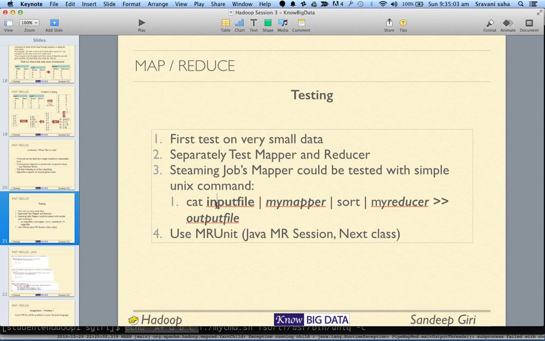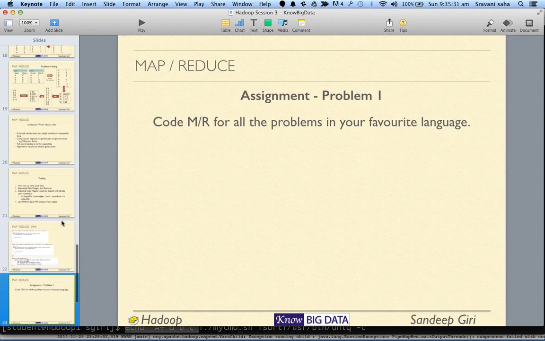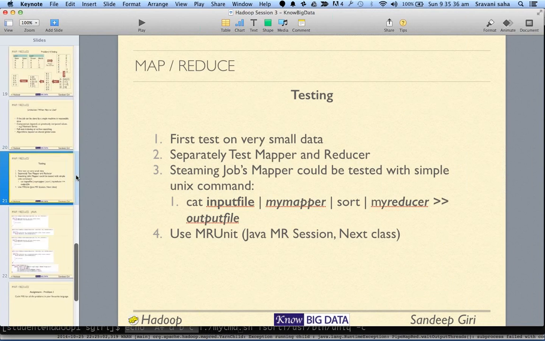Now, for a similar thing to what we did in the case of streaming jobs, if you're writing in Java, you can use MRUnit, which is really simple. We'll show you the MRUnit code, and that should be good enough for you. So this is clear. Now I want to show you some more things.